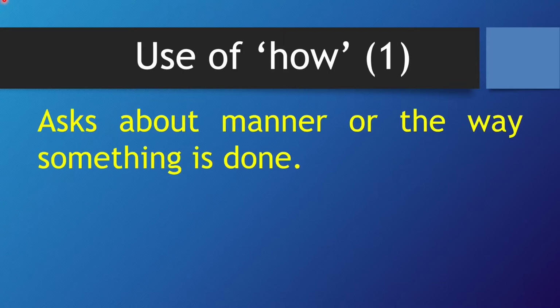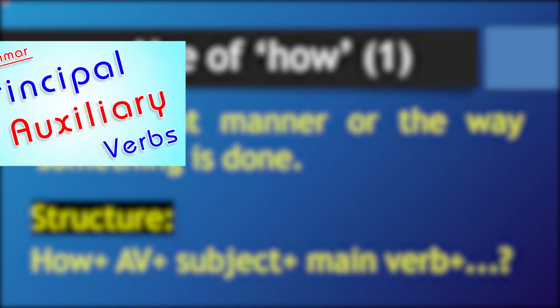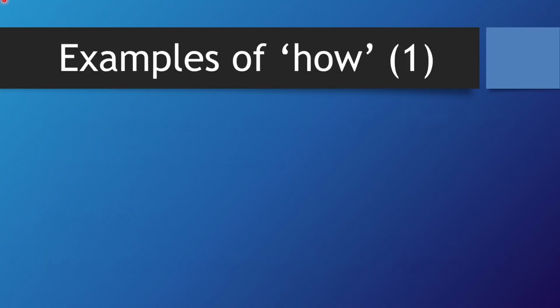How asks about manner or the way something is done. The structure is how plus auxiliary verb plus subject plus main verb, and at the end, the other part of the sentence, and a question mark will be there. I hope you know about auxiliary verbs. If you do not, please watch my video on auxiliary verbs. Now let me give you the examples.